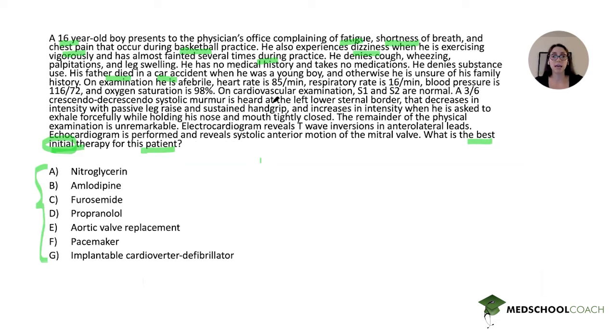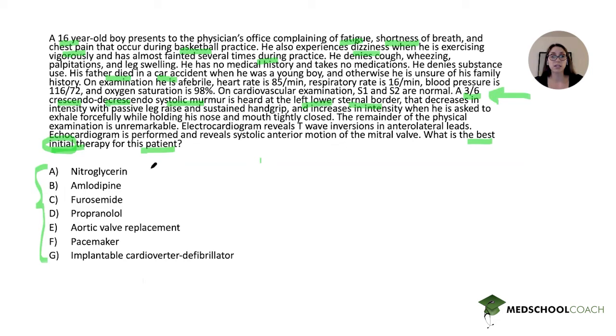On exam, he is afebrile, heart rate is 85, respiratory rate is 16, blood pressure is 116/72, and oxygen saturation is 98%. So those are fairly normal vital signs for 16-year-olds. I don't see anything there that jumps out at me as being abnormal. On cardiovascular examination, S1 and S2 are normal. A 3 out of 6 crescendo-decrescendo systolic murmur is heard at the left lower sternal border. So this is really where the money's going to be on this physical exam.